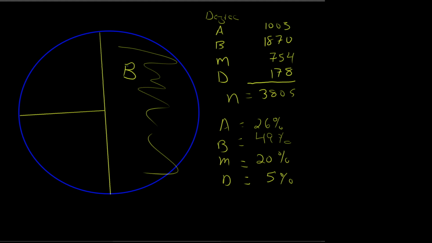And I'll change colors here. Whoops. And that's my associate's degrees. And then, let's see, 20% is not quite a quarter, so we'll go like that. And that's my master's degrees, and these are my doctoral degrees. And we can now visually compare, well, bachelor's take up a lot.